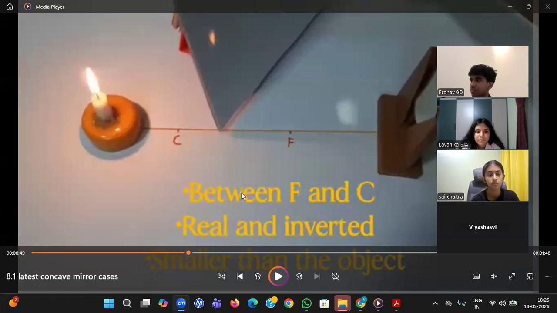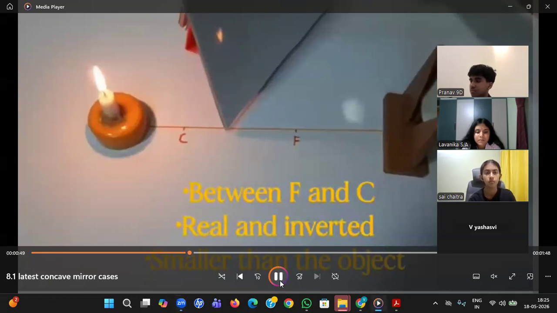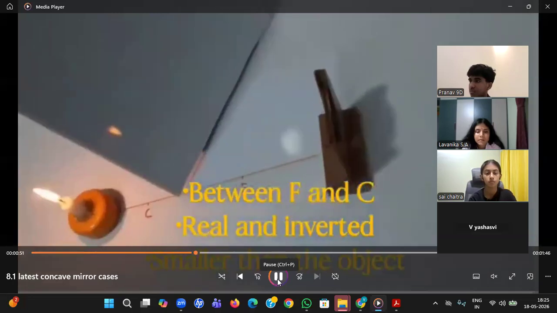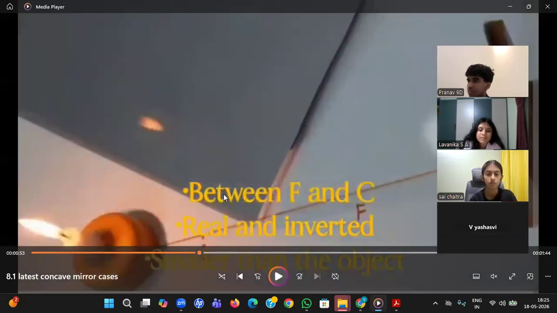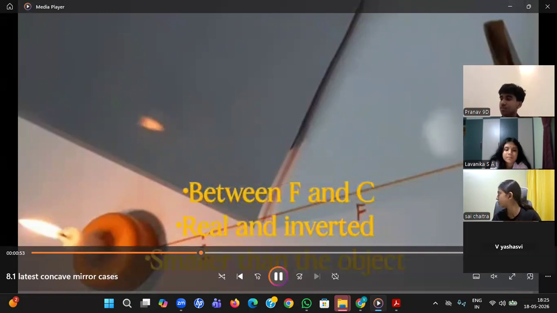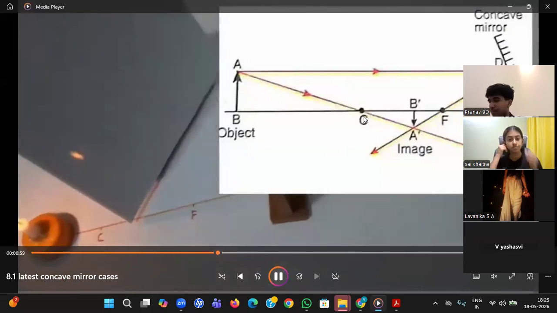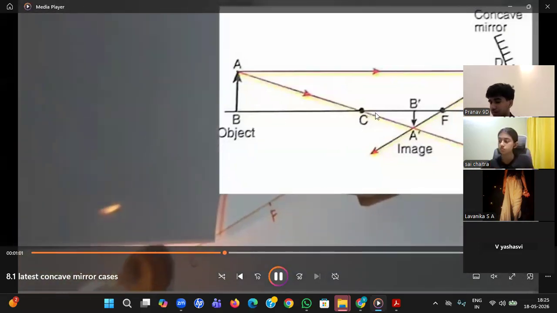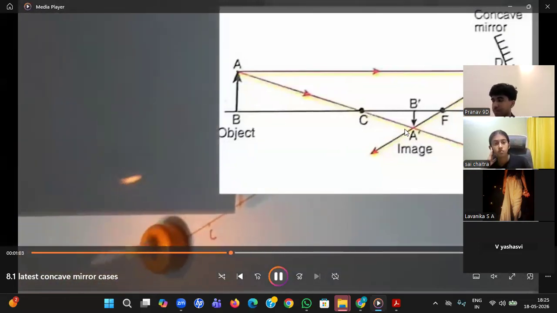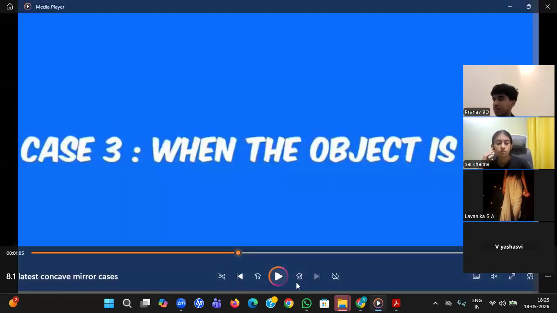It's still small, diminished only. Okay, between C and F, he has arranged it. It is still small. So, can you see the inversion happening? You see, the thin pointed side is at the top, the pointed side is down. That means real and inverted. Okay, students. So the same thing, case number two, whatever you read, that whenever the object is just beyond C, your image is between C and F, inverted, diminished, all these things you can see here.